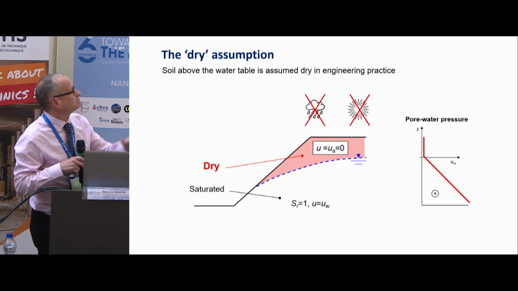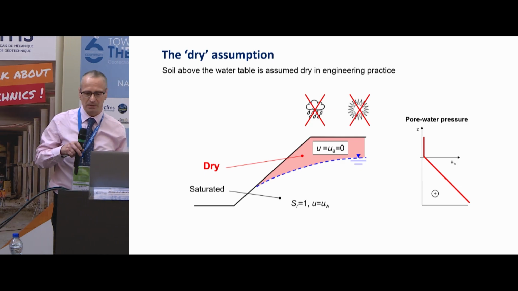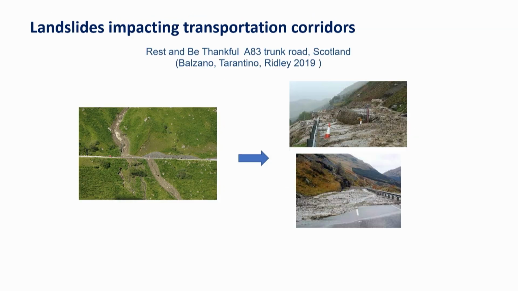Climate interaction, briefly. You have water in because of rainfall. You have water out because of evapotranspiration. If you have a problem of slope stability, you have that green portion that is above the groundwater table. When you have rainfall, you are moving the pressures from very negative to less negative values. The degree of saturation is increasing and it is failing.